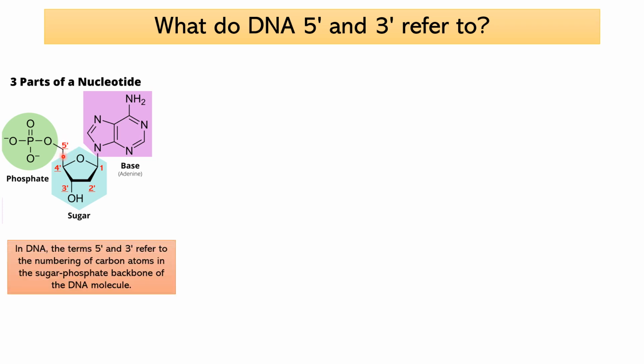That's what we mean by the 5 prime and the 3 prime. They are referring to the number of the carbon atom within the sugar group in the nucleotide. When we say 5 prime, we are referring to the 5th carbon atom that is bound to the phosphate group, and when we say 3 prime, we are referring to the third carbon atom that is bound to the hydroxyl group. You need to remember that. The 5 prime is bound to the phosphate group. The third carbon is bound to the hydroxyl group.